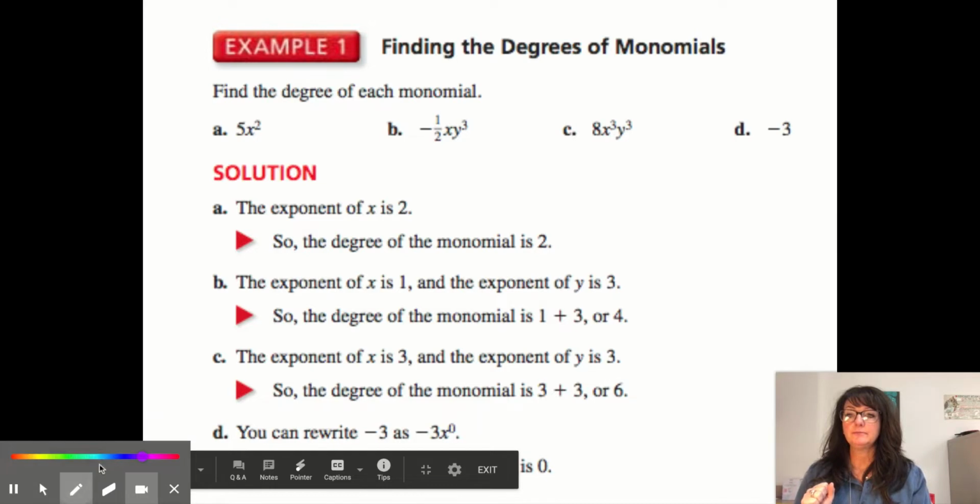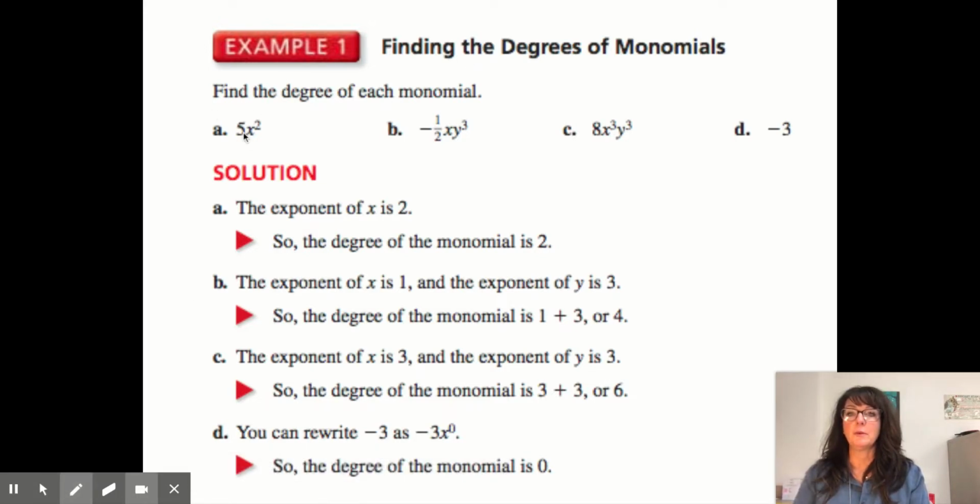So first up is finding the degree of each monomial. So remember, in A, the variable x has an exponent of 2, therefore the degree is equal to 2, okay? In B, the exponent of x is 1 and of y is 3. So when you add 1 plus 3 together, you get a degree of 4. For C, you have 3 and 3. So you have a degree for this term or monomial as 6. Notice that I'm using the word term and monomial interchangeably. That's kind of how I want you to see it.